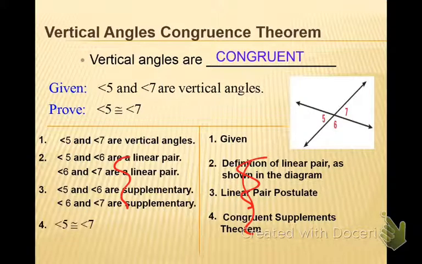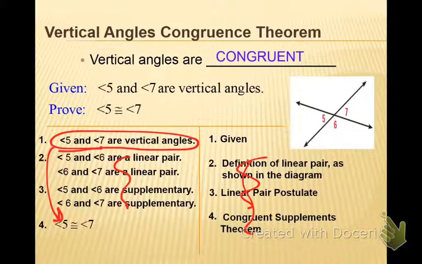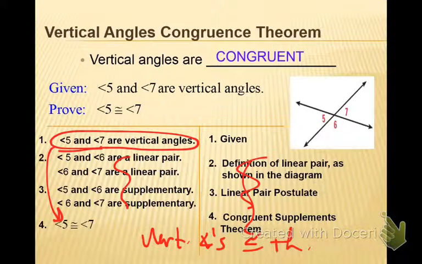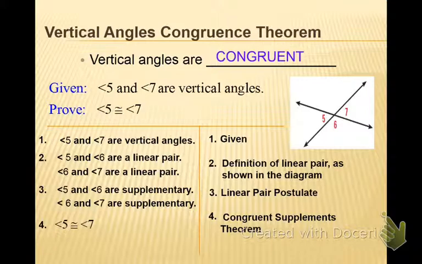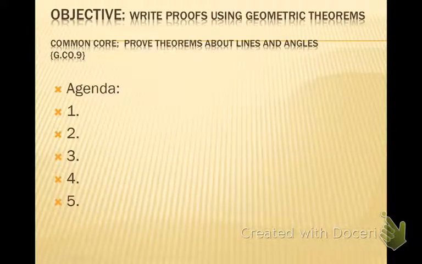Okay? As a matter of fact, now that we have proven this theorem, if we know that two angles are vertical, we can jump down to say that angle 5 and angle 7 are congruent, and we can use the vertical angles congruence theorem. And that's it. So we're basically building up our toolbox here to continue to help us write our proofs.